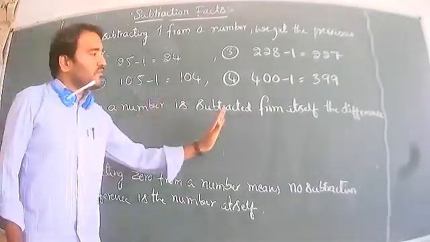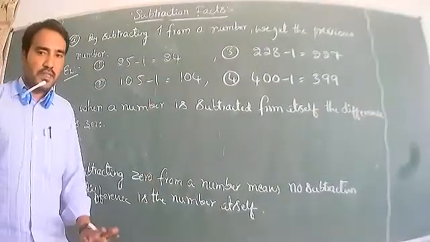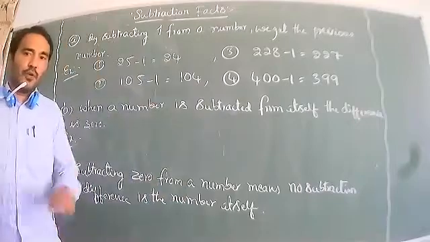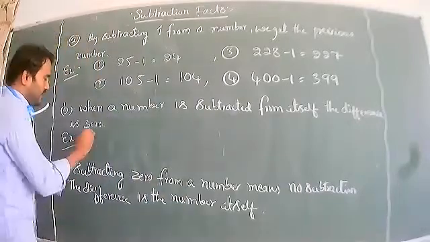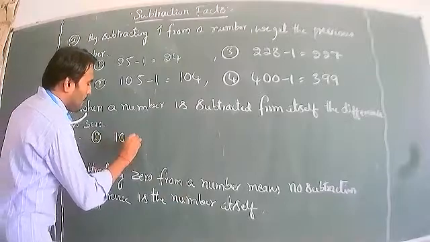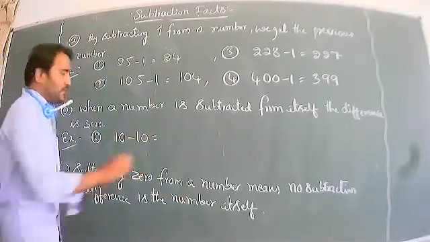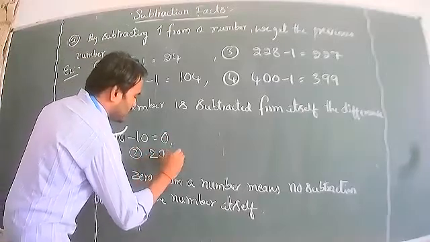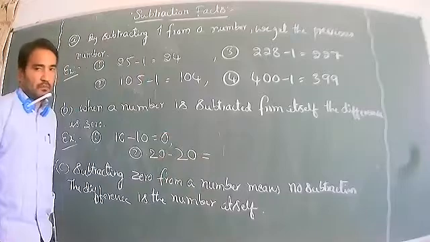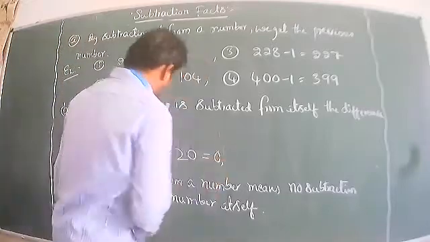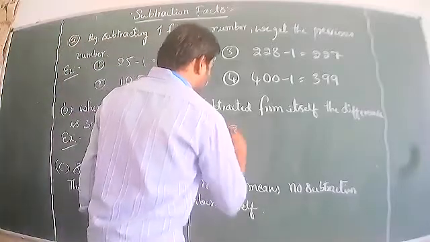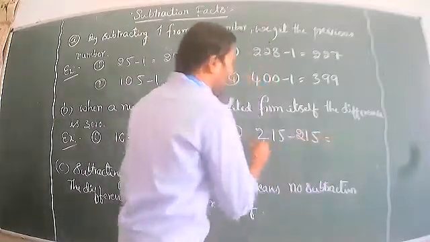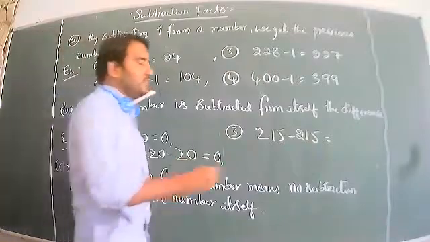When a number is subtracted from itself, the answer is 0. The same number subtracted from itself gives the answer 0. Now the examples. First, 10 minus 10. What is the answer? 0. Second example, 20 minus 20. The answer is 0. Third one, 215 minus 215. The same number subtracted from itself gives 0.